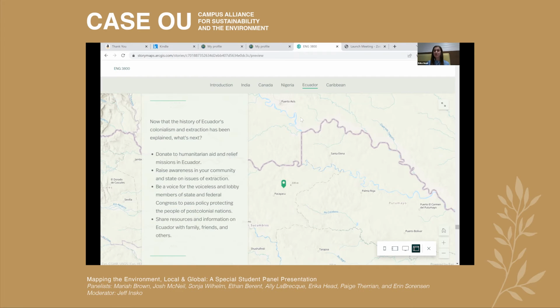And we can also just be a voice for the voiceless by, like I said, lobbying members of Congress and raising awareness, because before I had taken this class, I hadn't known a lot about environmental sustainability, sites of resistance, and what to do to help the people. So I've really enjoyed learning about that. And one of the last things I mentioned was share resources and information on Ecuador with family, friends, and others.